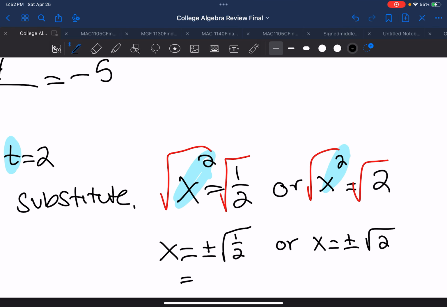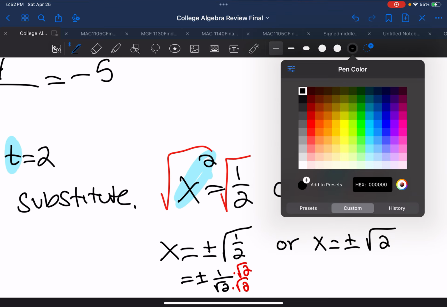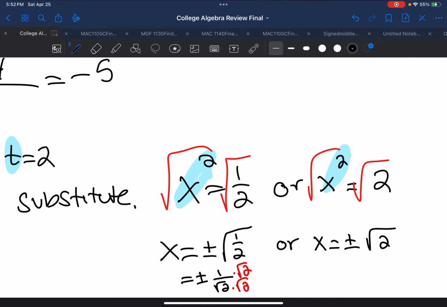And this one will simplify because the square root of 1 is just 1. So this would be plus or minus 1 over the square root of 2. And you would have to rationalize the denominator to get the square root out of the denominator. So I would multiply the top and the bottom by the square root of 2. So this would be equal to plus or minus the square root of 2 over 2.